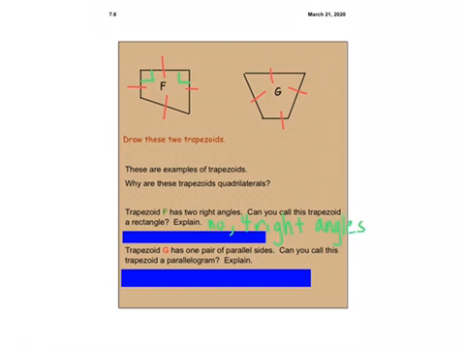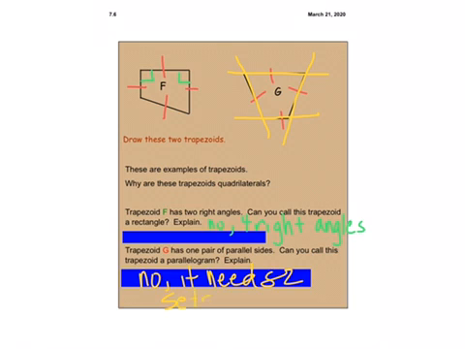And trapezoid G has 1 pair of parallel lines. Can you call this trapezoid a parallelogram? No, because a parallelogram has to have 2 sets of parallel lines. So it has 1 set right there, but you can see right here, eventually these 2 are going to cross. So no, it needs 2 sets of parallel lines. Parallel lines. That's my symbol for parallel.